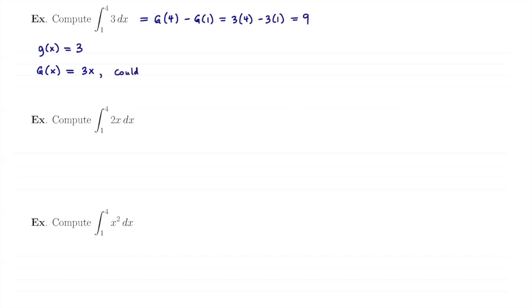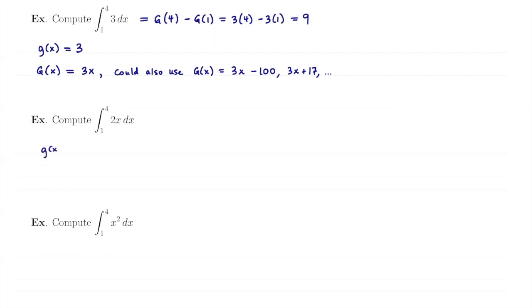You could also use something like g of x equals 3x minus 100, or 3x plus 17. It doesn't matter. If you use any of these antiderivatives, you'll still get 9. So I recommend you pick the simplest version. Okay, let's look at the second example on this slide.